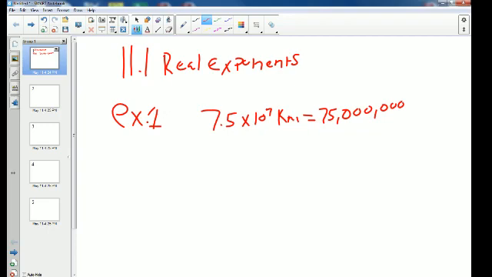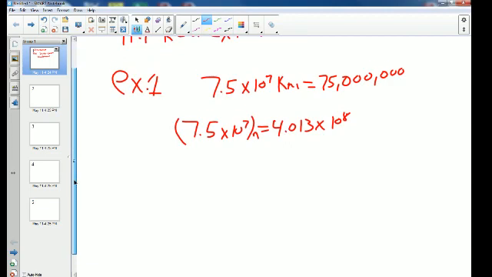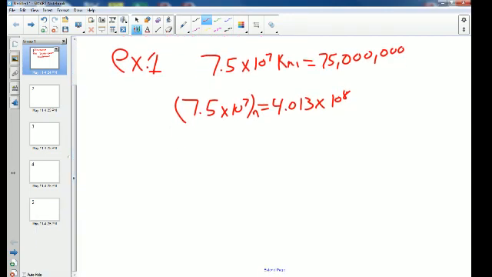Part B, we are going to find out how many times farther it is from the distance from Mars Pathfinder and the minimum distance between Earth and Mars. So we're going to write this equation as 7.5 times 10 to the 7th times n equals 4.013 times 10 to the 8th, which is how far the Mars Pathfinder travels. And so when we work this out, we divide by 7.5 times 10 to the 7th.